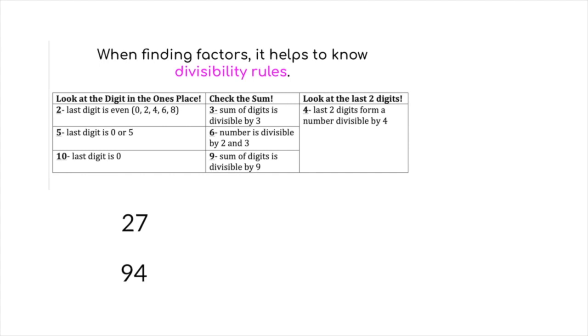First, we will go over the divisibility rule for the number 2. If a number is divisible by 2, the last digit of the number is an even number, which would be 0, 2, 4, 6, or 8. Let's look at these two numbers, 27 and 94. 27 ends in the number 7. 7 is not even, so 27 is not divisible by 2. On the other hand, 94 ends in a 4, which is even, so 94 is divisible by 2.